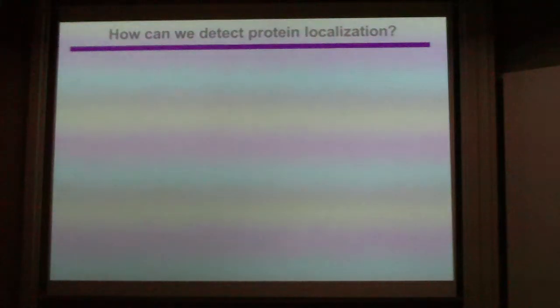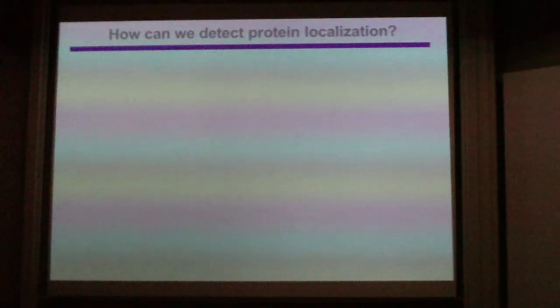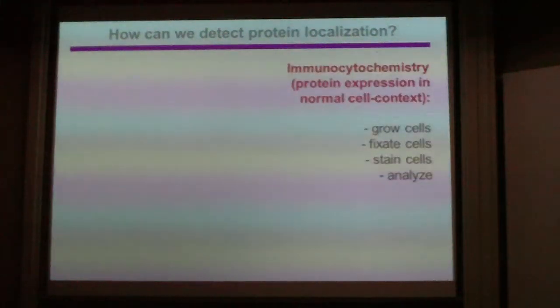Fluorescent labeling? Yeah, that's right. So it's fluorescent labeling. In this case, it's immunocytochemistry because you label inside of the cell. And it's indeed used with fluorescence. So again, to show you a bit how it works: first of all, you grow your cells in a plate.